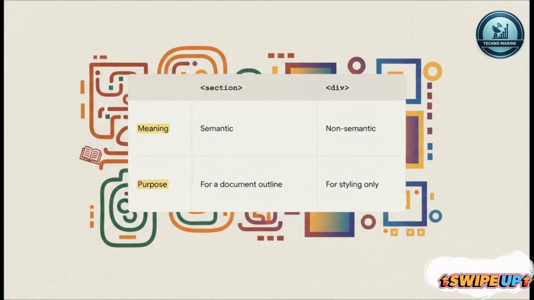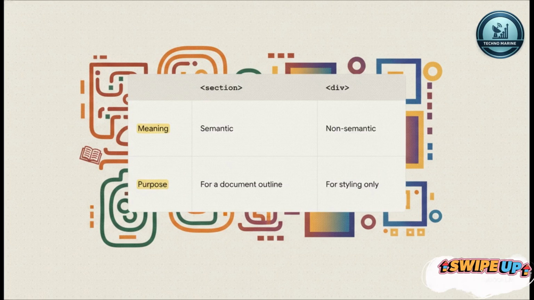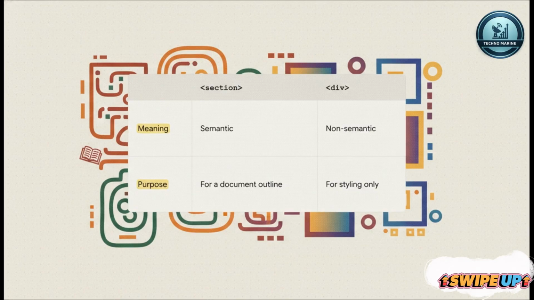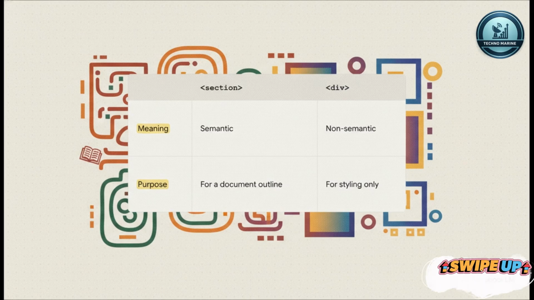So this brings us to the million-dollar question, when do you use a section versus a div? Well, here's a fantastic rule of thumb. Just ask yourself, would this chunk of content make sense in a table of contents? If the answer is yes, then you should probably use a section. If the answer is no, and you just need a container for styling purposes, then a div is your tag.